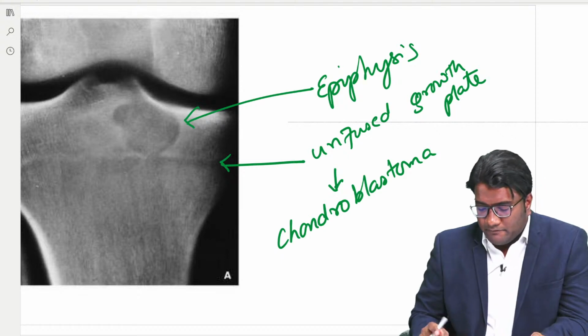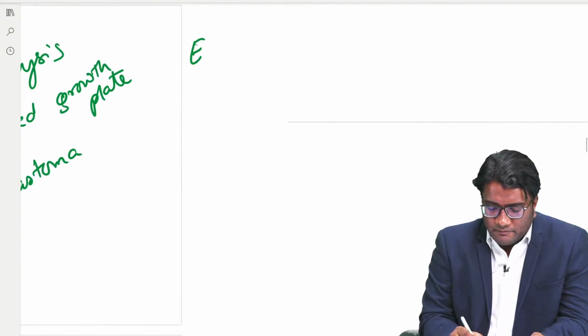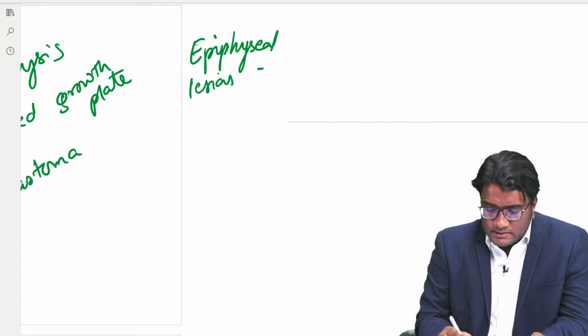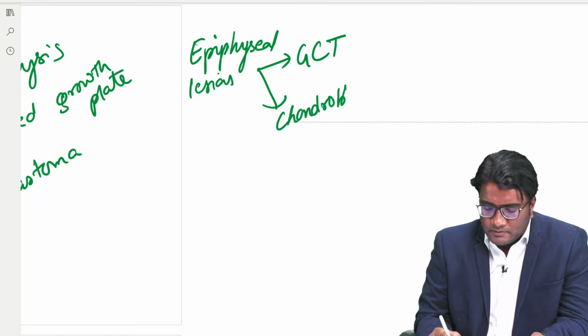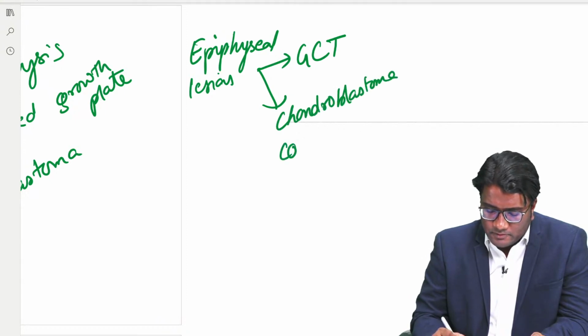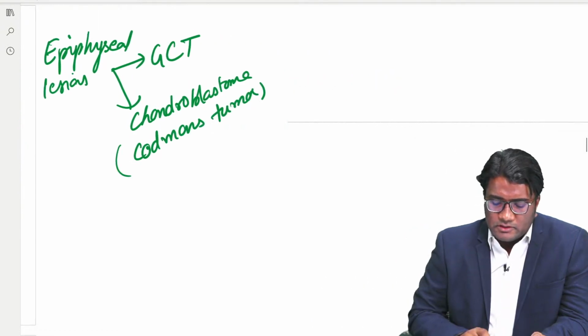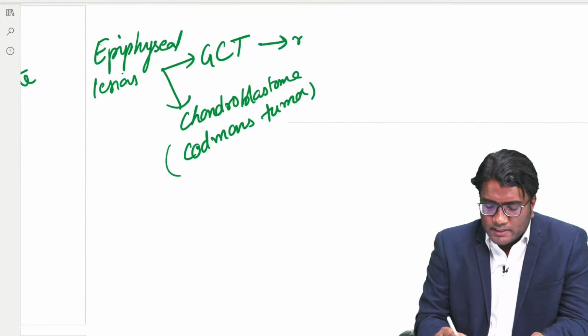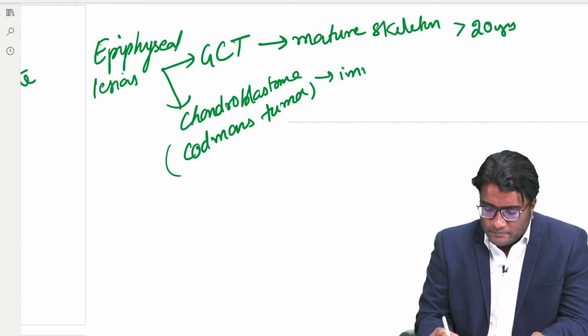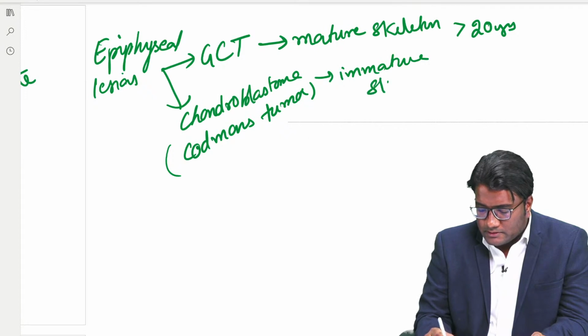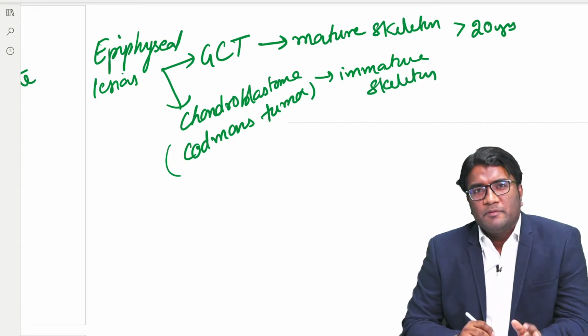So when you are given epiphyseal lesions, think of two things. One is GCT, one is chondroblastoma, that is Codman's tumor. Right. How do you differentiate it? GCT is mature skeleton, more than 20 years, right? This is an immature skeleton, young patient, younger than 20 years, right? And both of them are in the epiphysis.